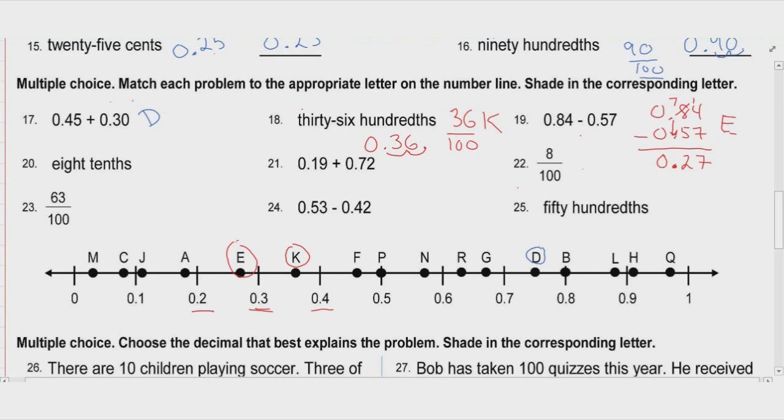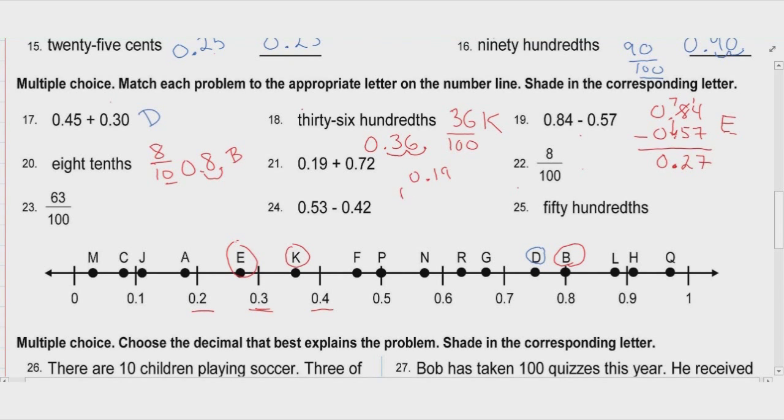Problem 20 is 8/10, or 8 over 10. So we have 8, the decimal is not in sight, so it must be on the right. It's right there, and since we have 10, we have 1 0. We move it 1 space over, and we get 0.8. So we just find 0.8 on our number line, which is B. So we got B.